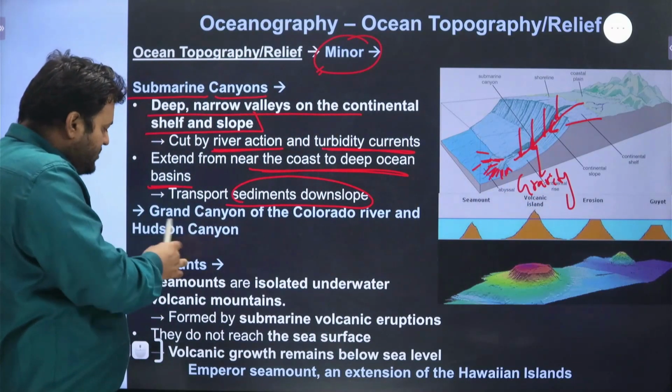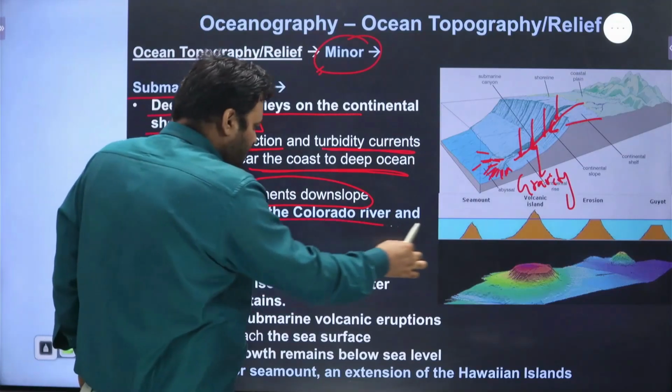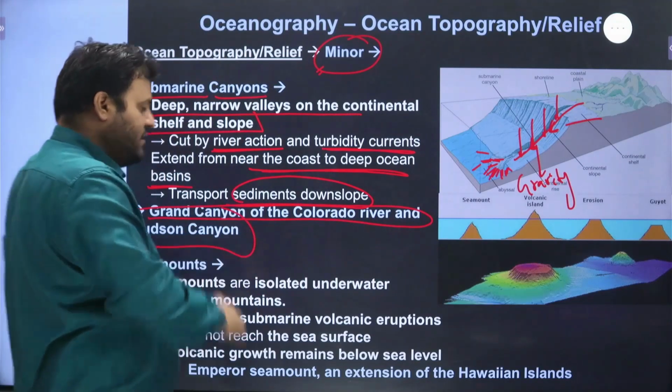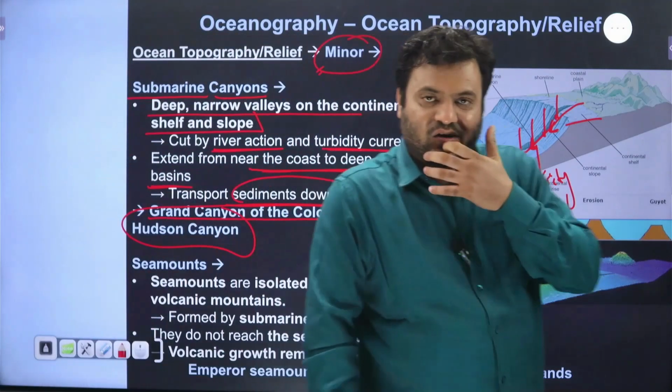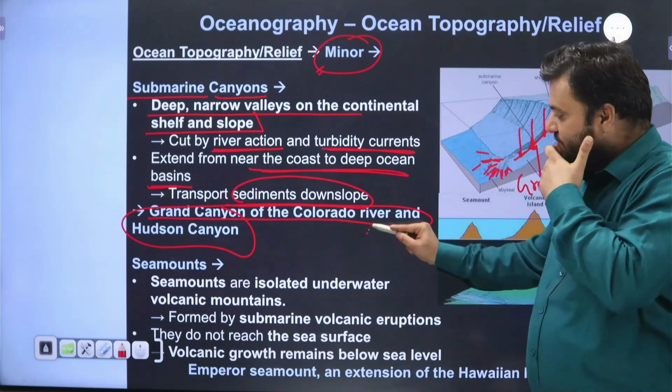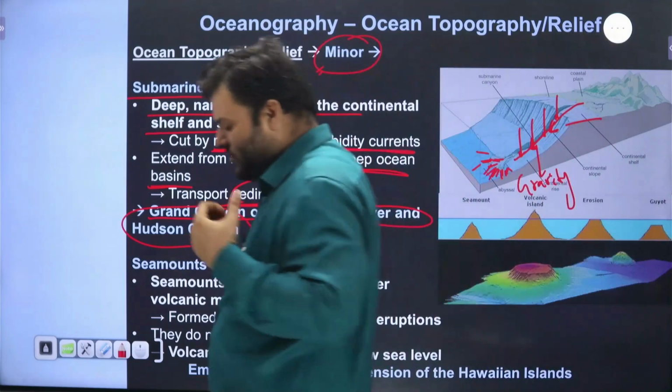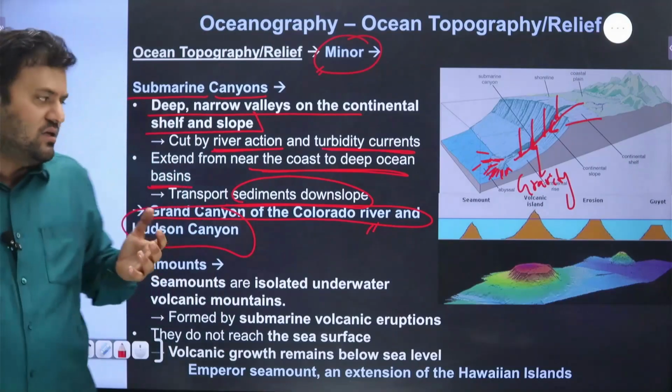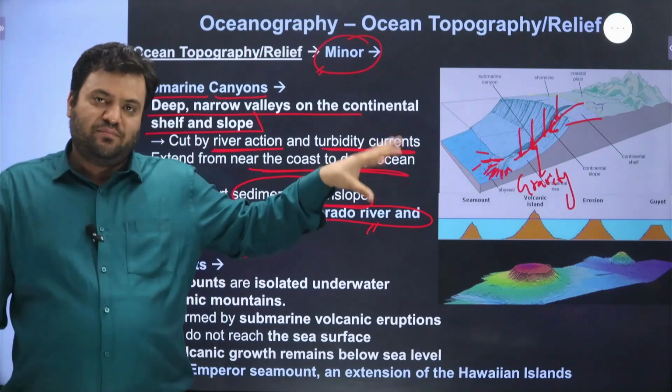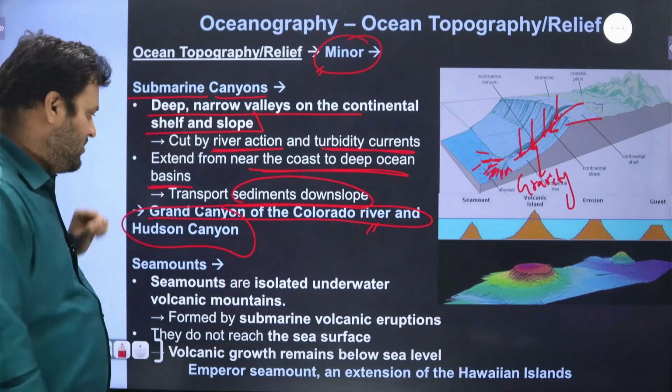If you see examples, we have the Grand Canyon of the Colorado River and Hudson Canyon. Hudson Canyon is in North America, and the Colorado River is also in North America. There you will see the deepest submarine canyons being found.